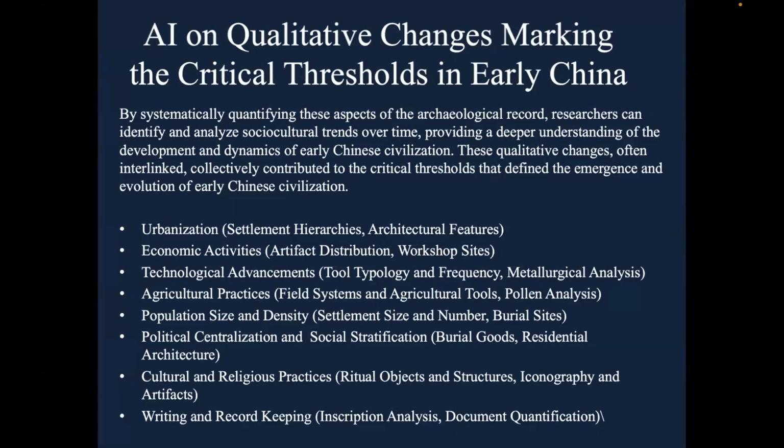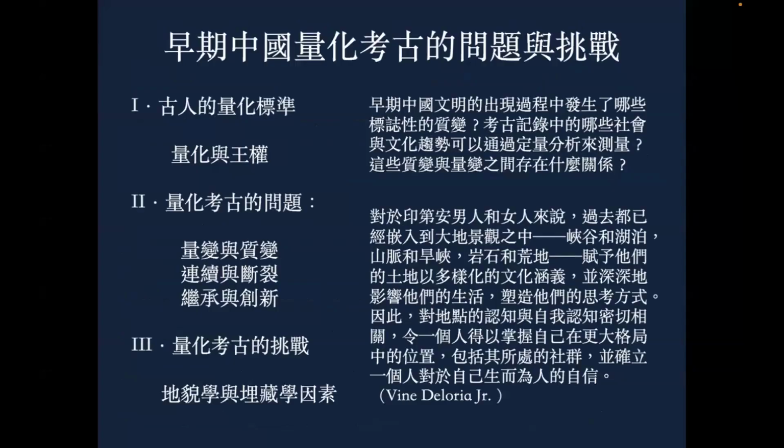What are the quantitative changes we can measure? And what kind of attributes do we use to measure? And what are some of these challenges? And then what are these qualitative changes? And how do we reconcile these two?